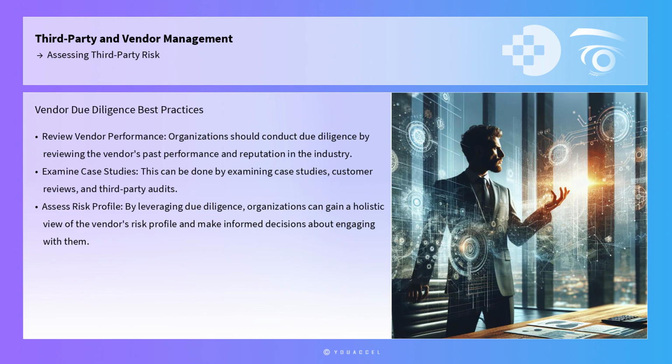In addition to questionnaires and risk assessment tools, organizations should conduct due diligence by reviewing the vendor's past performance and reputation in the industry. This can be done by examining case studies, customer reviews, and third-party audits. For example, a vendor with a history of data breaches or non-compliance with privacy laws would warrant a more cautious approach. By leveraging due diligence, organizations can gain a holistic view of the vendor's risk profile and make informed decisions about engaging with them.